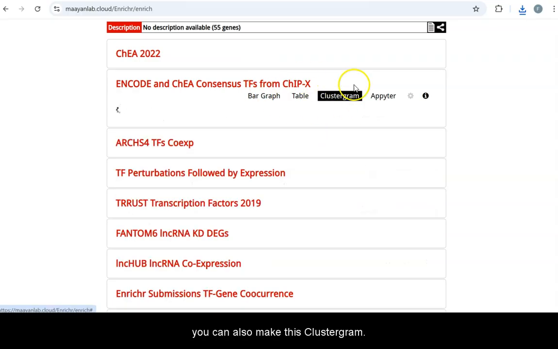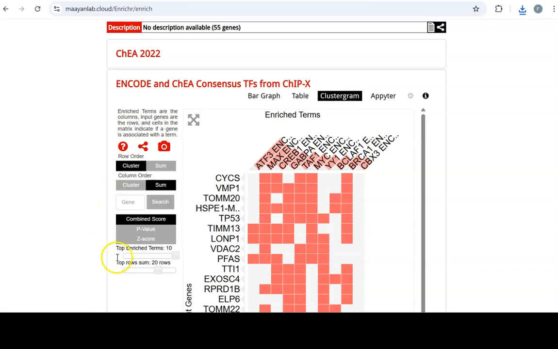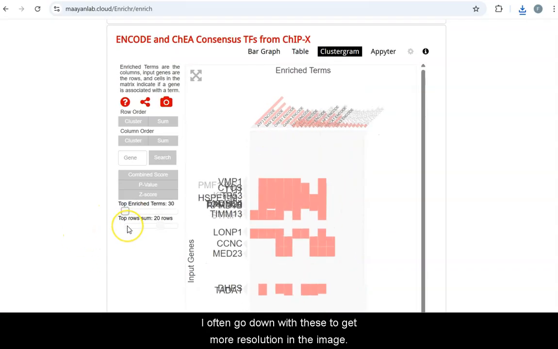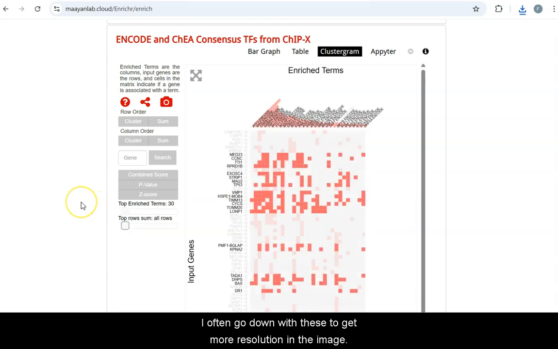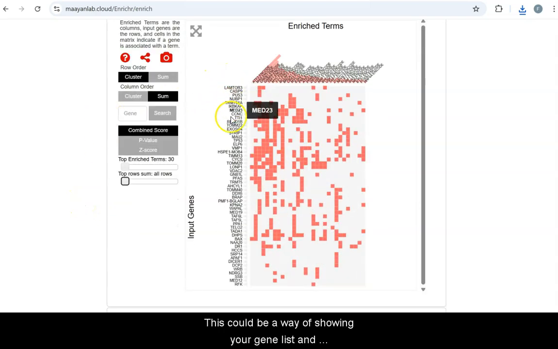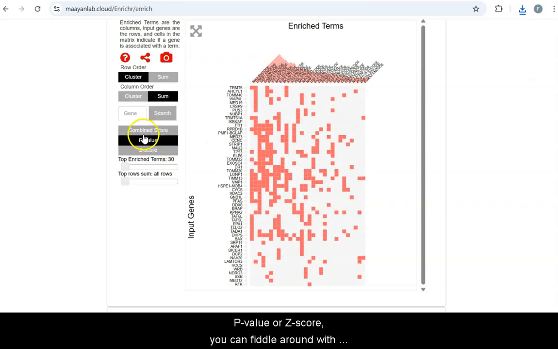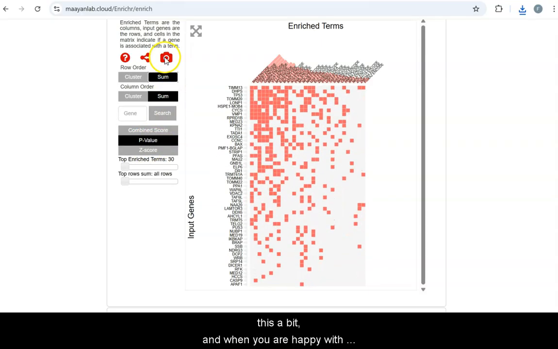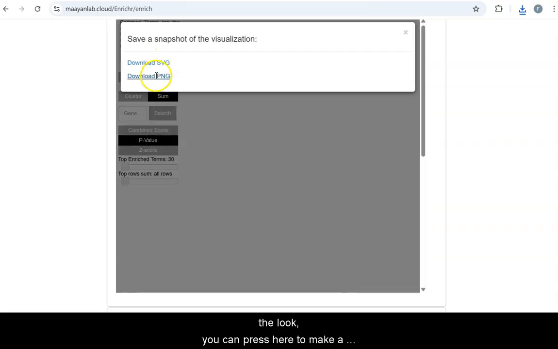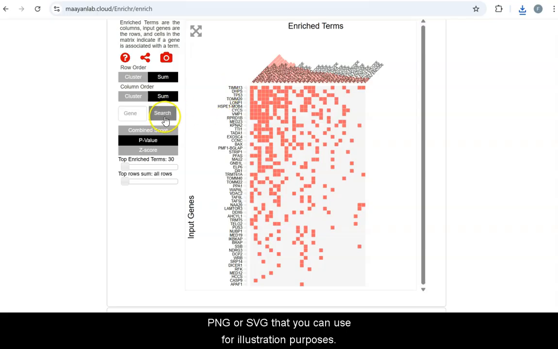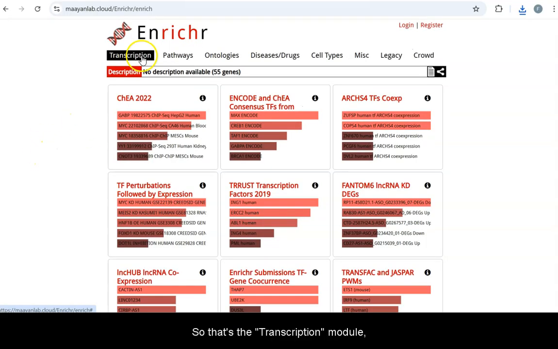You can also make this clustergram very nicely. I often go down with these to get more resolution in them. So this could be ways of showing the genes, and then you can see, okay, here are different transcription factors and which of these genes they are binding to, and it can look slightly different depending if you show p-value or z-score, and you can fiddle around with this a bit, and if you want, then you can press here to make a PNG or SVG that you can use for other purposes, or for illustration purposes. So that's the transcription part, and again, there's a lot here.